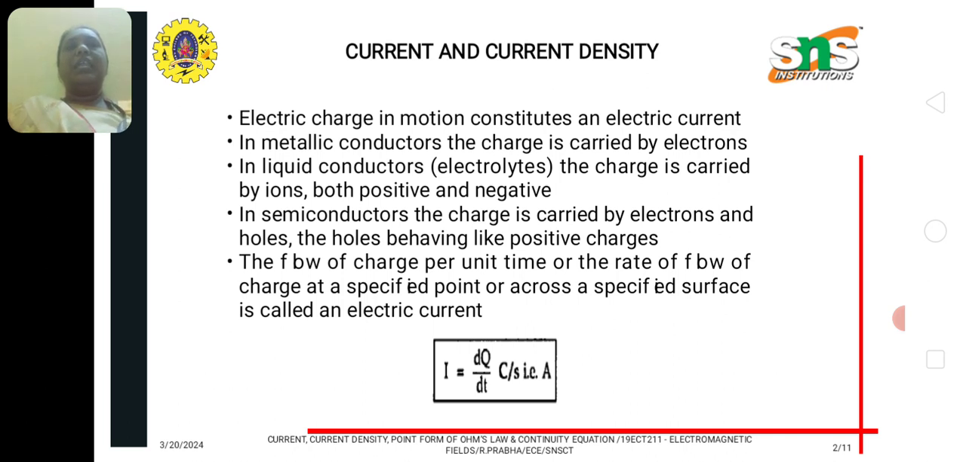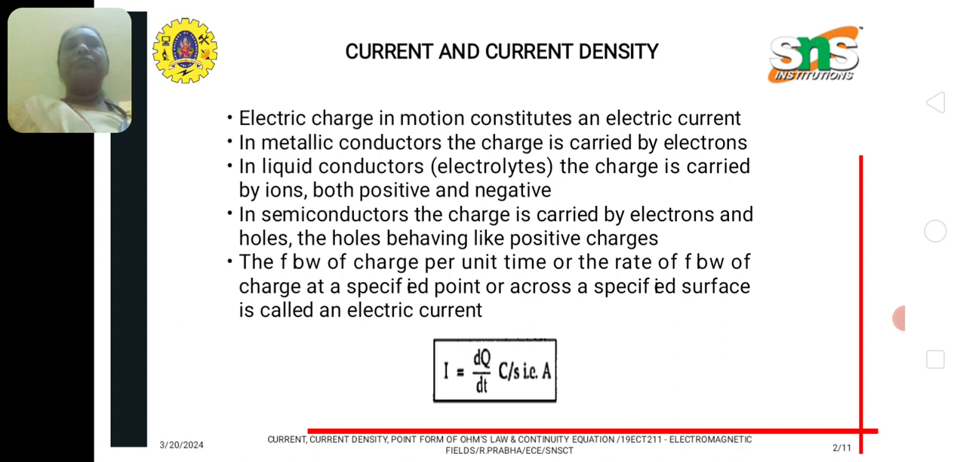We know that electric charge in motion constitutes an electric current. In metallic conductors, the charge is carried by electrons, but in liquid conductors, the electrolytes, the net charge is carried by ions, that is positive or negative. In semiconductors, the charge is carried by electrons and holes, the holes behaving like positive charges.